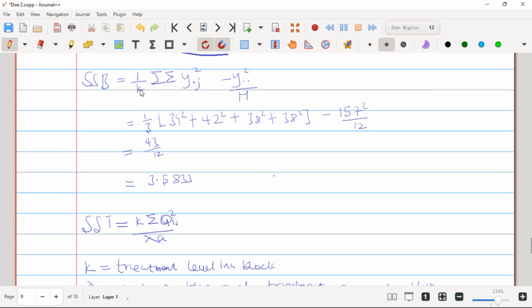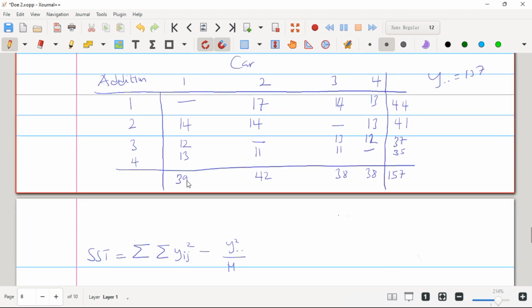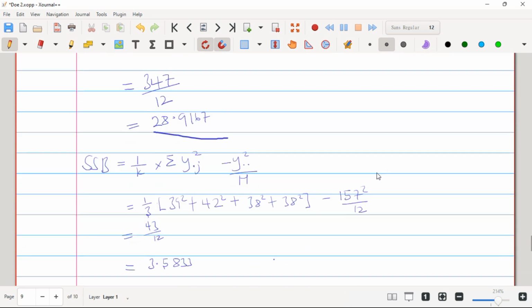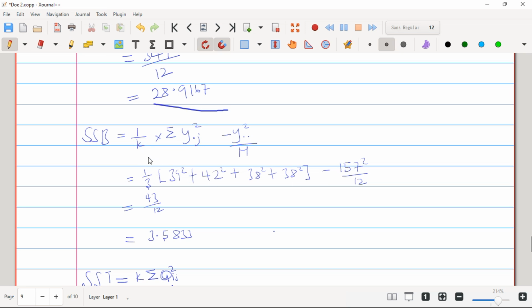The sum of square block is 1 over k times the summation of the individual block totals all squared, minus y dot dot squared divided by n, right? I'm sorry, this is having one summation sign. The y dot j, I told you, is the summation of the individual blocks. So when you come here, you just take this one: 39, 42, 38, and 38, right? And for the 1 over k, the k is 3, right?